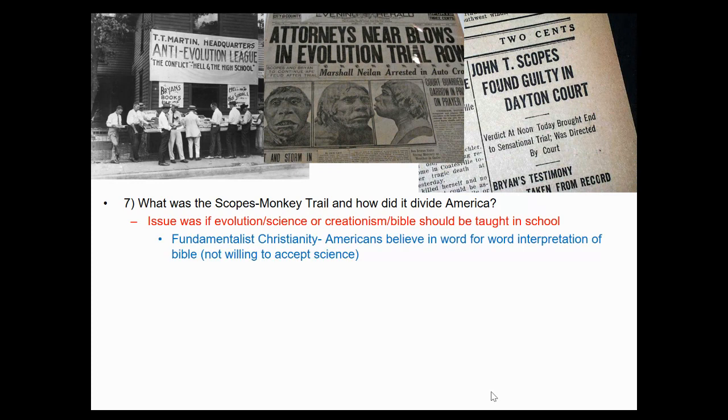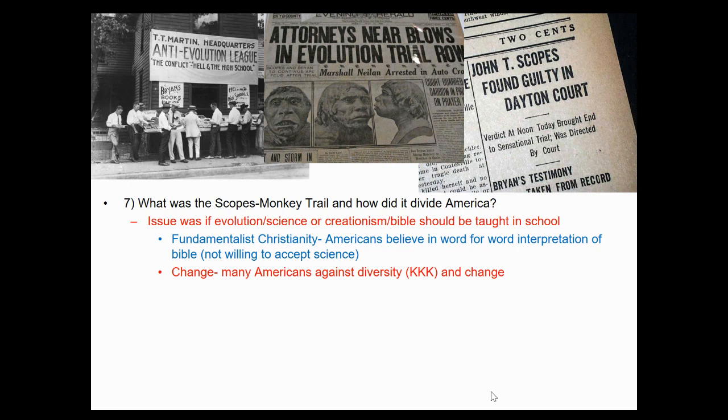Now, what you need to understand is in the 1920s, there was a new religious movement called fundamentalist Christianity that is gaining favor with a lot of Americans. And this believes in the word for word interpretation of the Bible. So it's not willing to accept science. But the Bible says, look, the earth was made in 7 days, right? And that's it. That's what the Bible says, rather than looking at science, right?